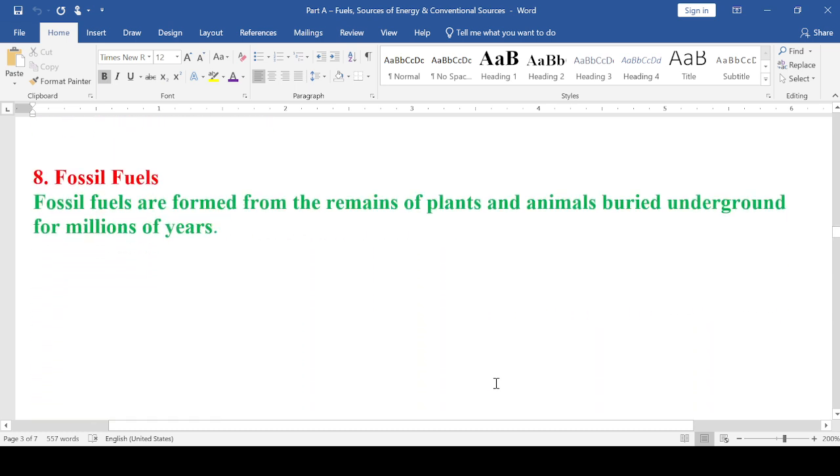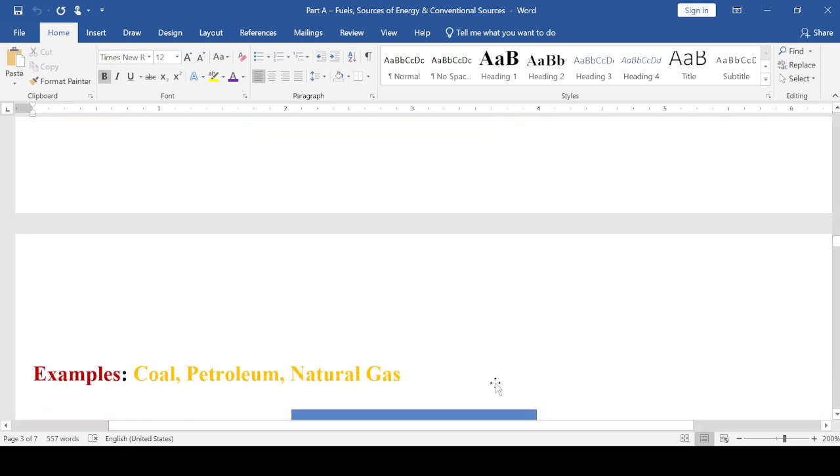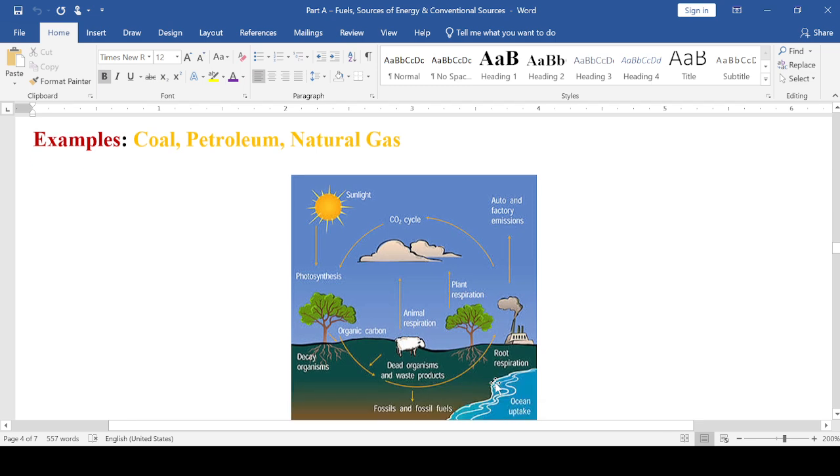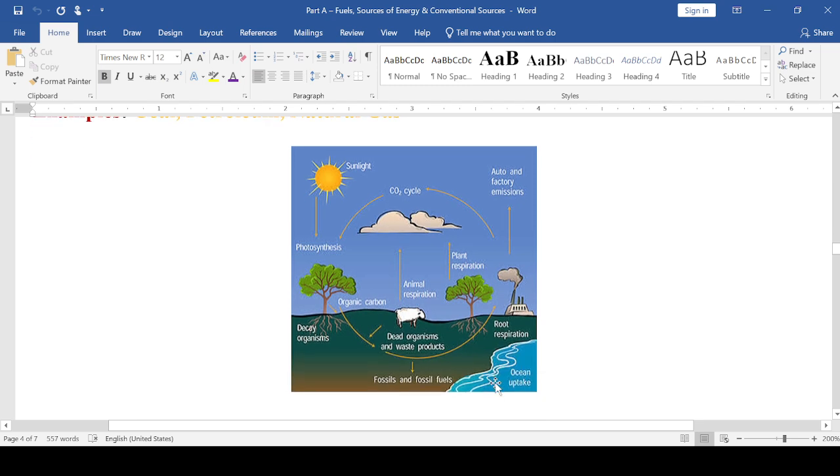So, fossil fuels. How are they formed? From the remains of plants and animals which are buried underground for millions of years. The fuels which are formed from these dead remains are called fossil fuels. Examples: coal, petroleum and natural gas. This is the flow chart of the fossil fuel. Please have a look.